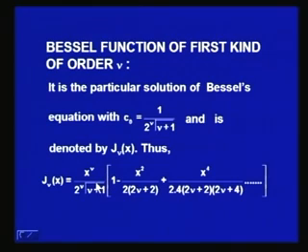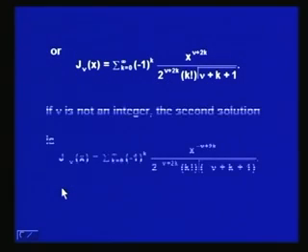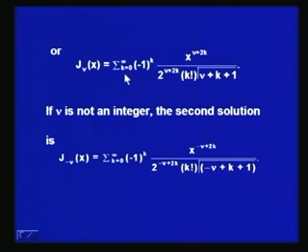This J nu x we have obtained by replacing C naught in y1 x by 1 over 2 to the power nu gamma nu plus 1. Now, this choice of C naught has been made in order to get a simplified expression for J nu x. As we can see, with this choice of C naught, we can write J nu x in the form of summation as sigma k equal to 0 to infinity minus 1 to the power k x to the power nu plus 2k over 2 to the power nu plus 2k. Now, this can be combined and we may write it as x over 2 raised to the power nu plus 2k into 1 over k factorial and 1 over gamma nu plus k plus 1.